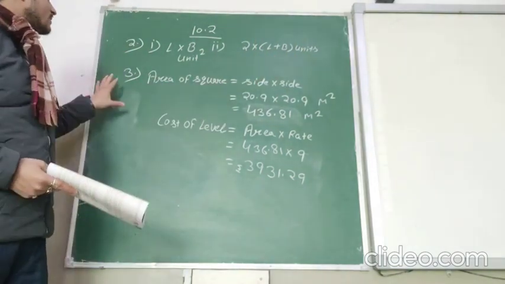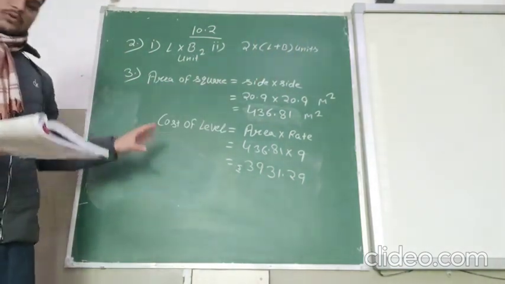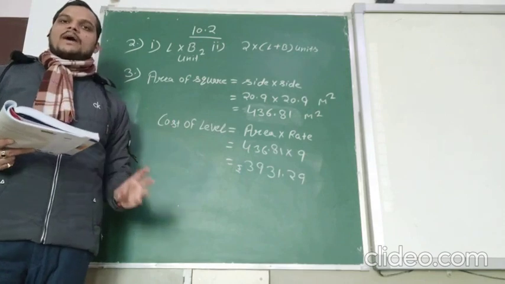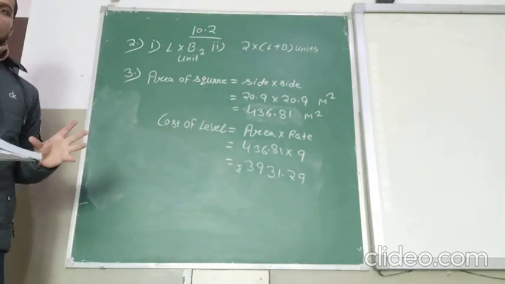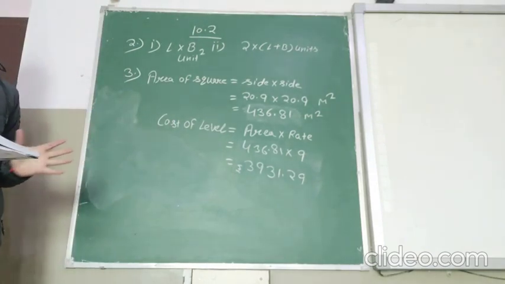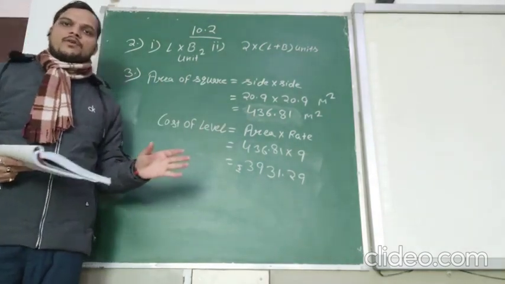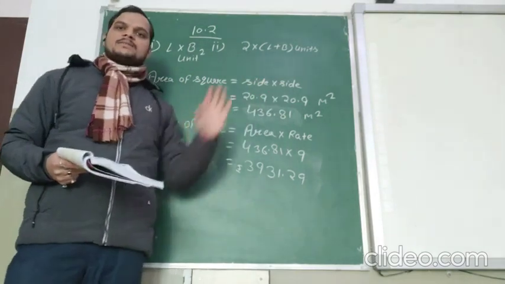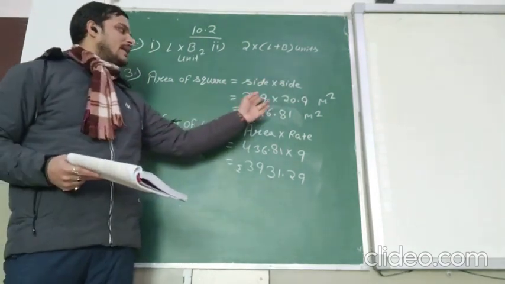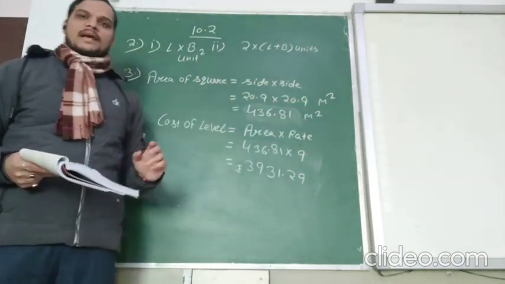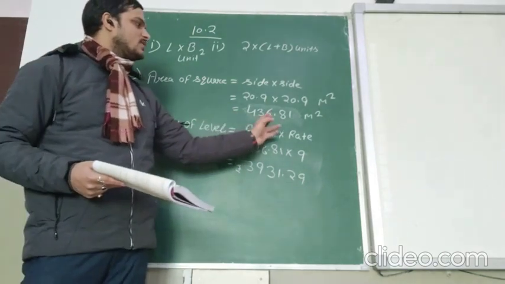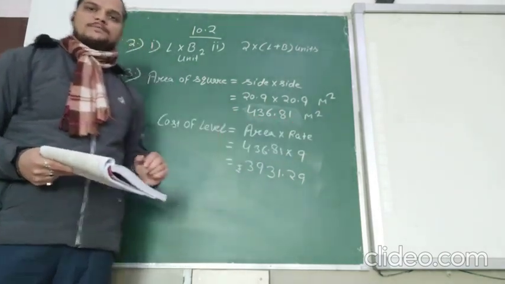The third question, they want to know the cost of leveling a square. Cost of leveling a square, we have to find out. Before that, we have to find out the area of the square. And area of the square formula is side multiply side. That is 20.9 multiply 20.9. Answer is 436.81 meter square.